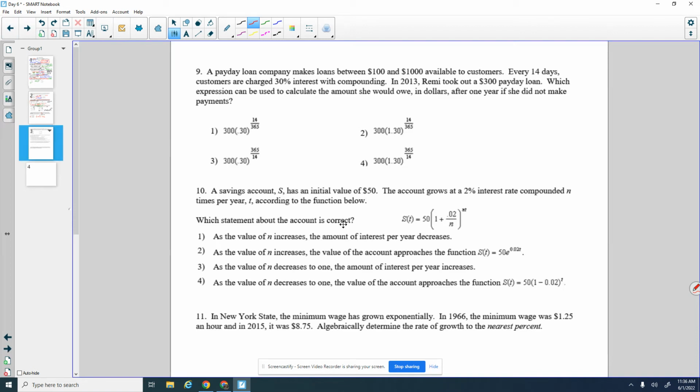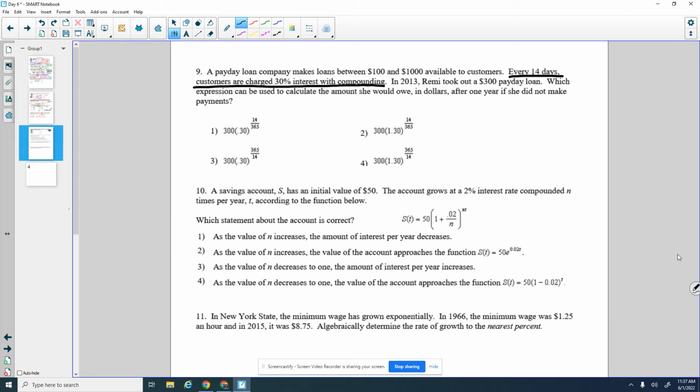Okay, so on this page, this is the last page of day 6, on that extra page I gave you to replace. Payday Loan Company makes loans between $100 and $1,000 available to customers. Every 14 days, customers are charged 30% interest with compounding. In 2013, Remy took out a $300 payday loan. Which expression can be used to calculate the amount she would owe in dollars after 1 year if she did not make payments?